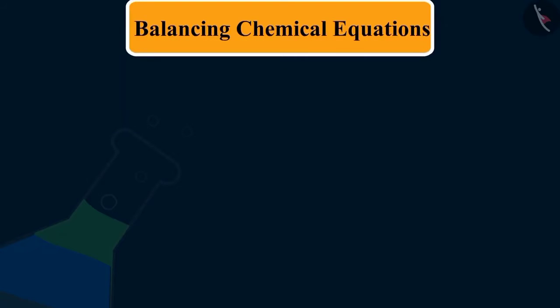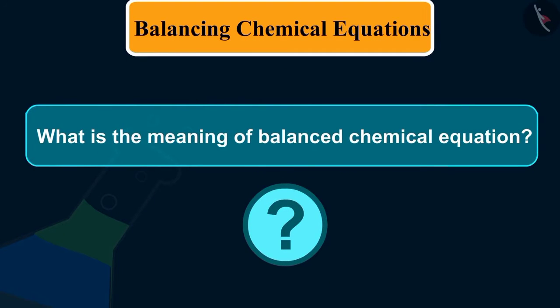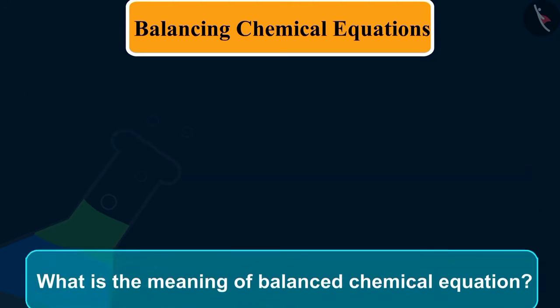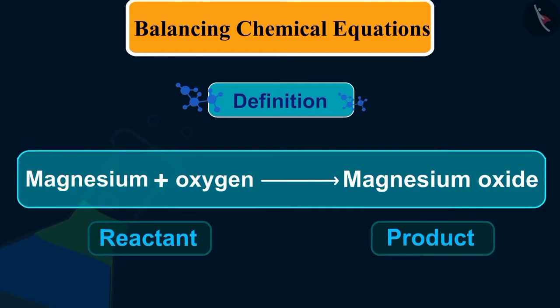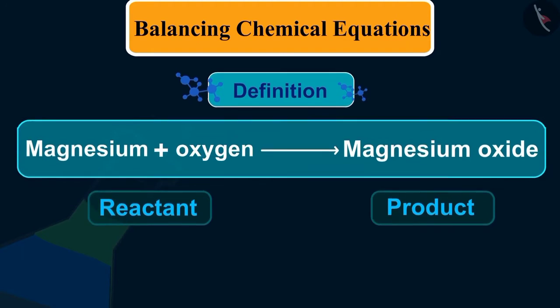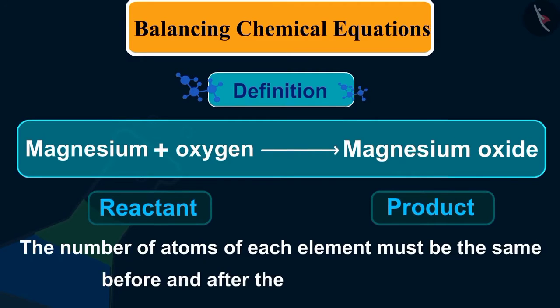First, we will understand what is the meaning of a balanced chemical equation. So children, a balanced chemical equation is the one which has the same number of atoms of elements on both sides of the equation. That is, the total mass of the elements present in the products of a chemical reaction has to be equal to the total mass of the elements present in the reactants. It would not be wrong to say that mass is neither created nor destroyed in any chemical reaction.